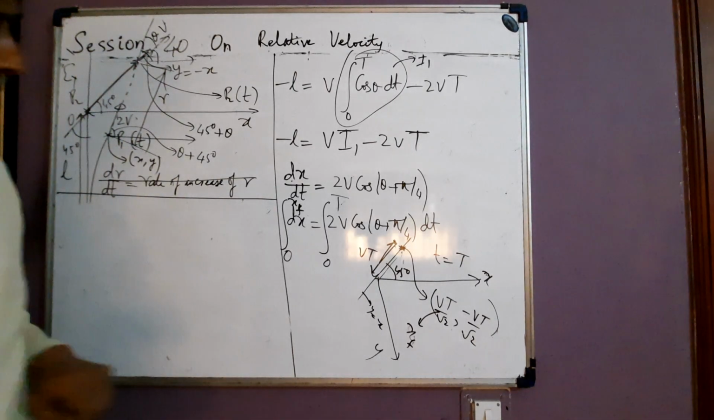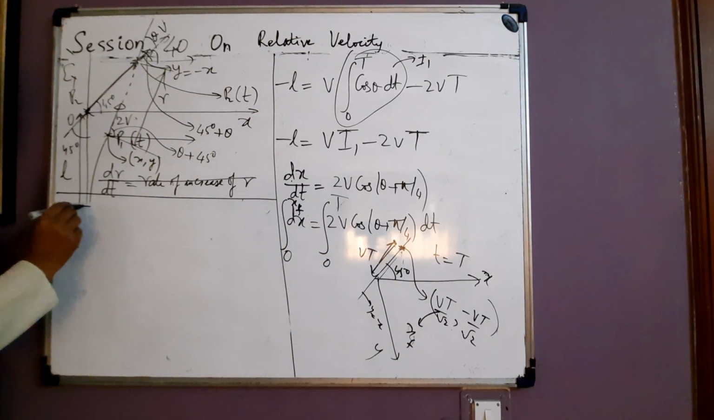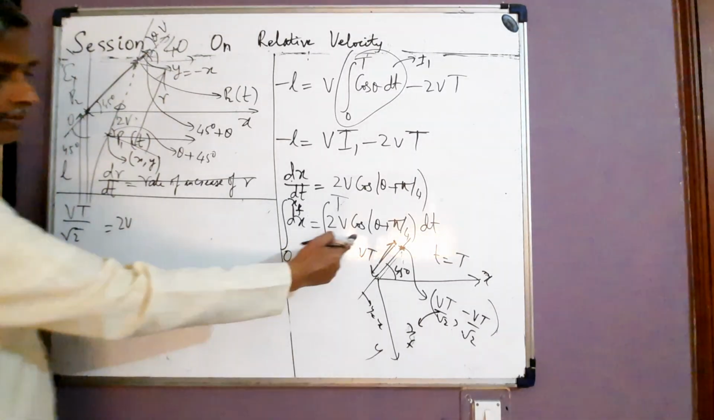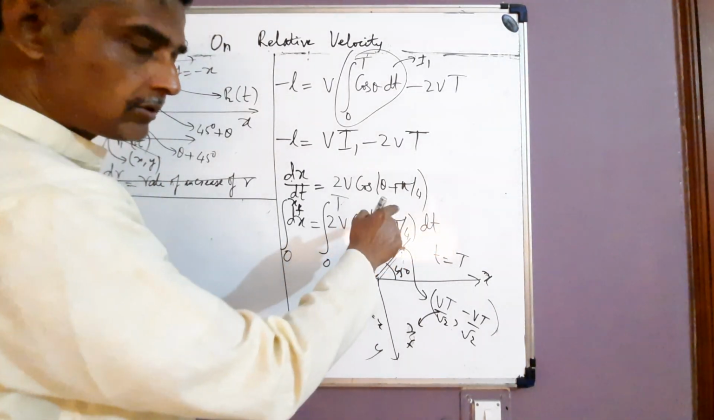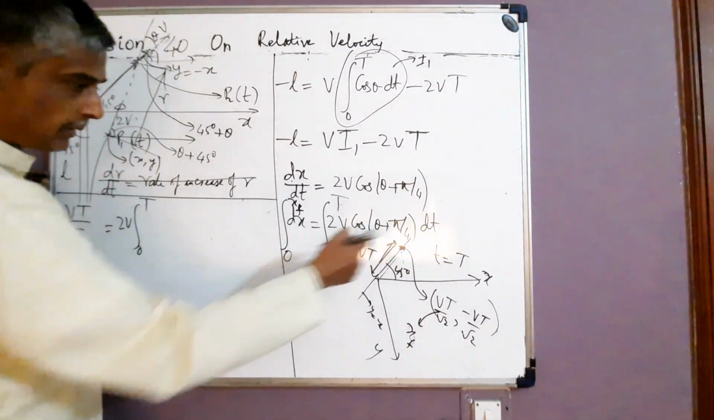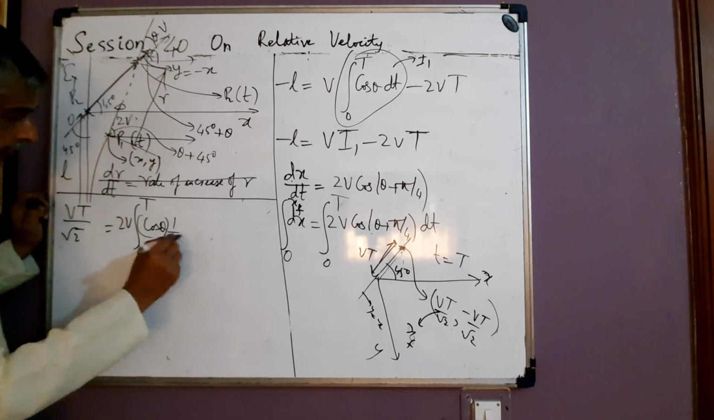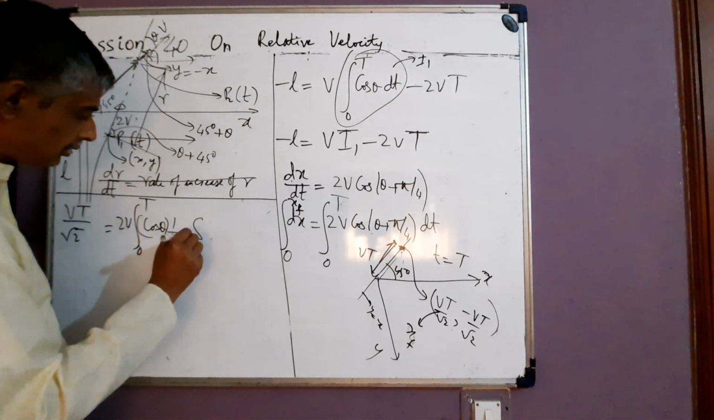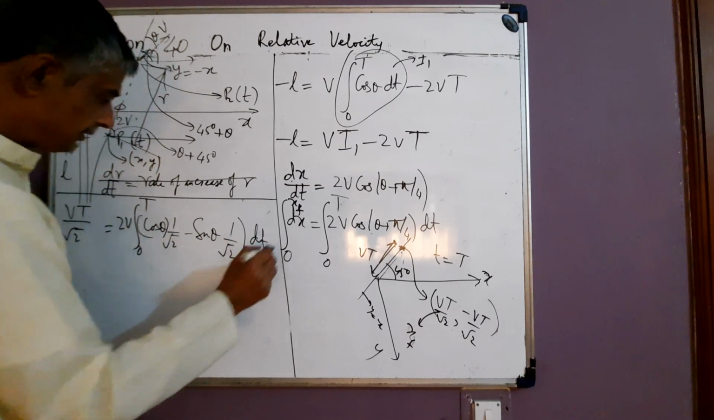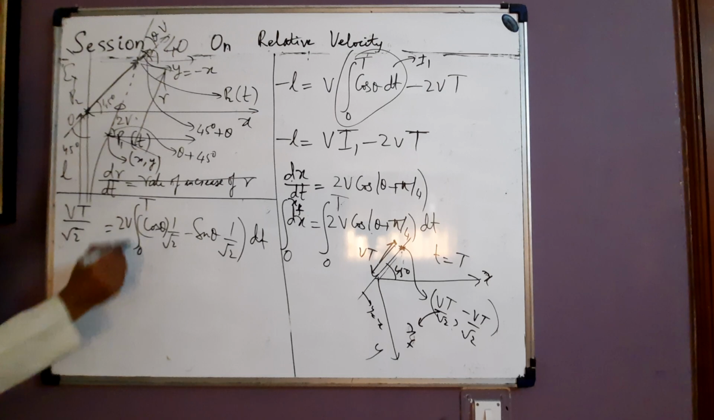So now I find xf. I write this Vt by root 2 here. So Vt by root 2 is equal to the integral of 2v times cos(theta plus pi by 4) dt. I break this from trigonometry: cos A cos B minus sin A sin B, so cos theta cos pi by 4 minus sin theta sin pi by 4. Cos pi by 4 is 1 by root 2, and sin pi by 4 is also 1 by root 2. The 1 by root 2 comes outside the integral, and 2 by root 2 becomes root 2.